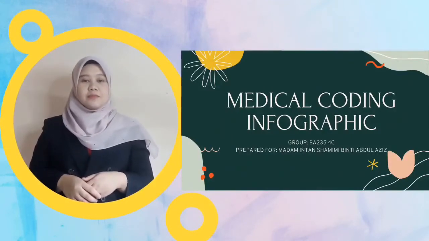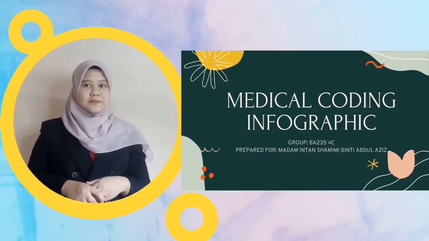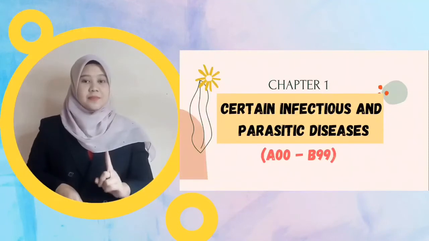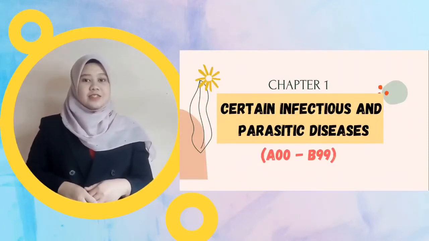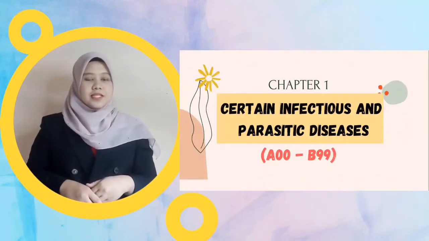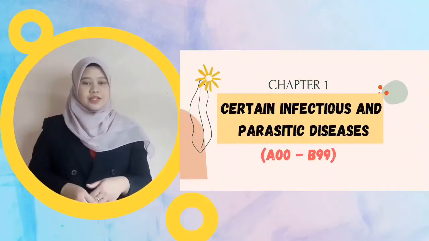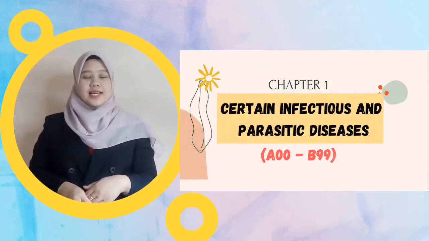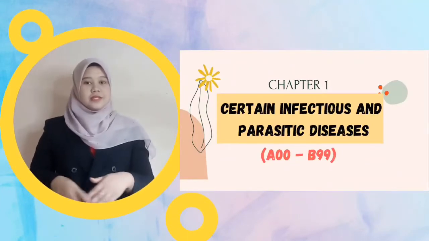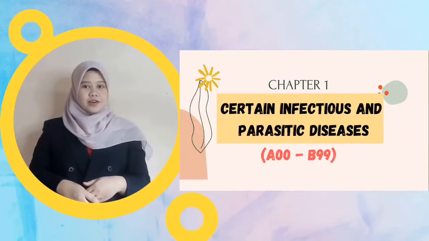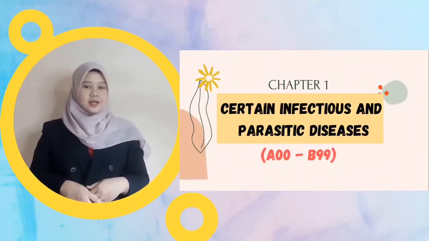Today, our group will present about the infographic from the chapters we chose in the syllabus. The first chapter is Chapter 1, which is Certain Infectious and Parasitic Diseases. Infectious diseases occur when a pathogen invades the body and causes disease. The code range for this chapter is from category A00 to B99. But before we proceed with the first presenter, let's look at the infographic we made for Chapter 1, which consists of a case study, guidelines, and the code.